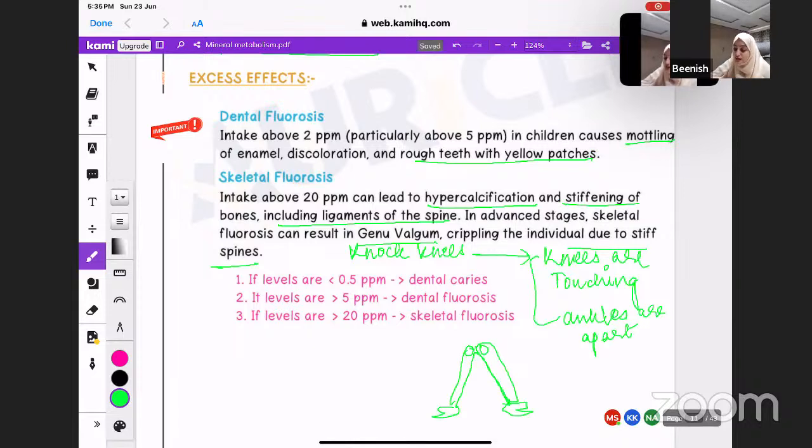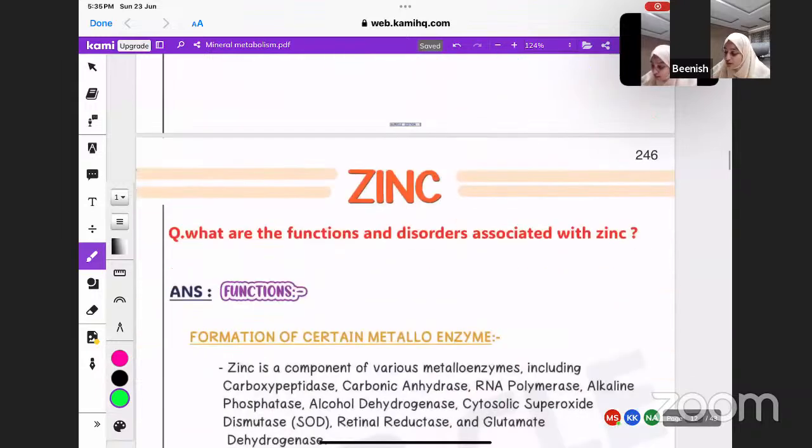So if the levels are less than 0.5 ppm, what will happen? It will cause dental caries. So that is in case of less fluorapatite, resulting in dental caries. But if the levels are more than 5 ppm, it will cause dental fluorosis, and if even further, more than 20 ppm, it will cause skeletal fluorosis. Okay, so that was about fluorine.